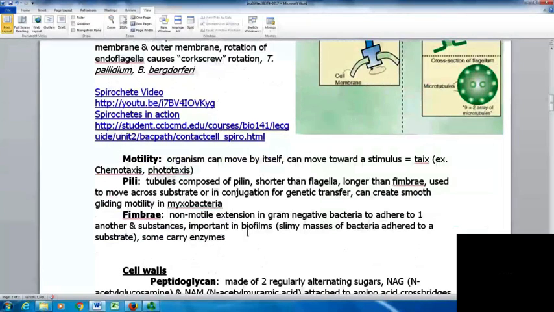Motility means that the organism can move by itself. It can move towards a stimulus. We call this taxis.